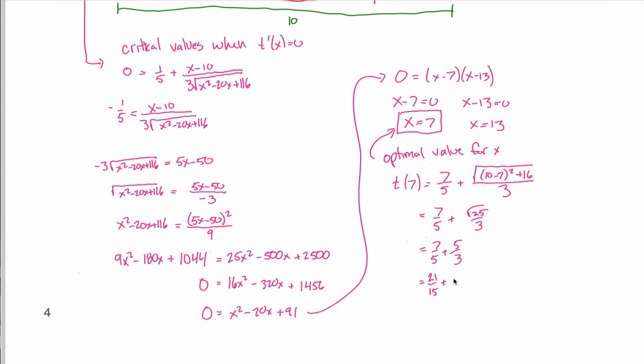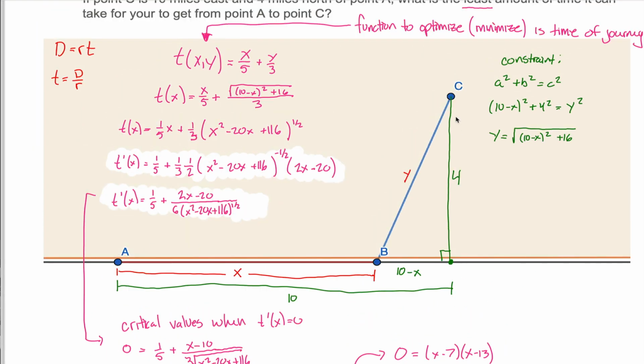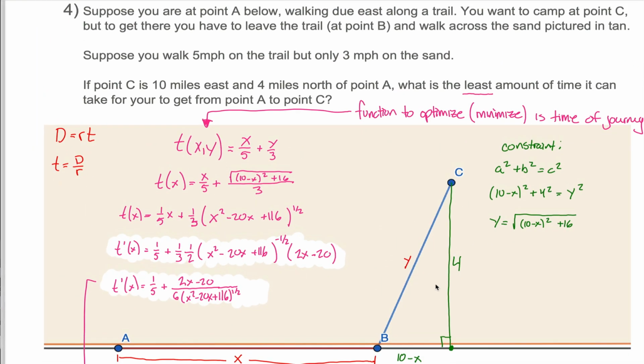And instead of 5/3, I'll think about this as 25/15, multiplying the top and the bottom by 5. And what I end up with is 46 over 15. What? Just over 3. 3 and 1/15. Just over 3 hours to get from point A to point C. Is that reasonable? Well, I sure hope so.